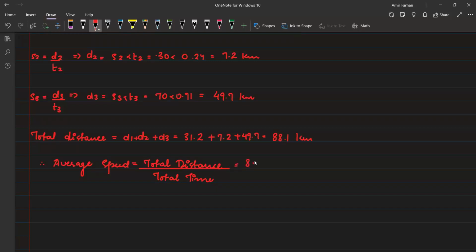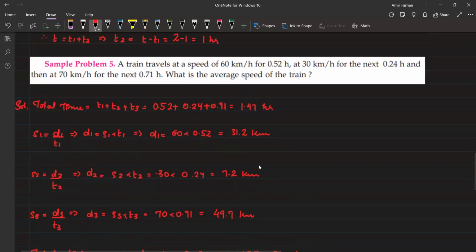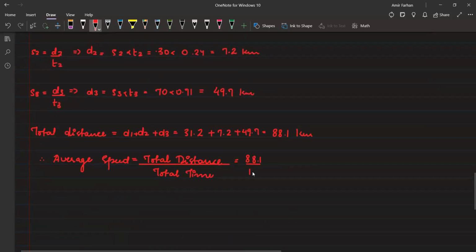Is equals to 88.1 divided by what was the total time? I think 1.47. So 1.47. If we divide this, it comes out to be 59.9 kilometer per hour. Okay. So Samya and Arhan, you got the right answer.